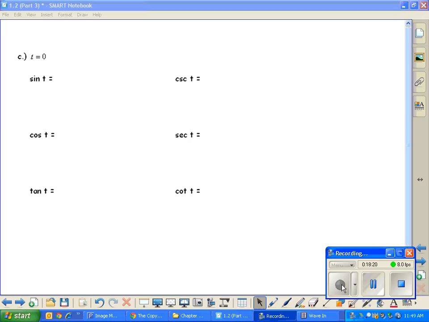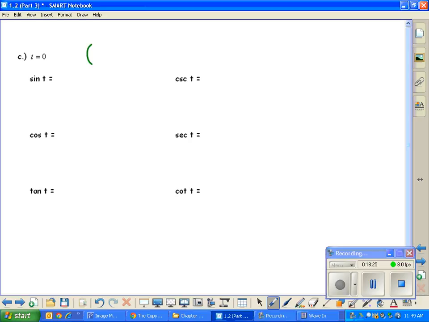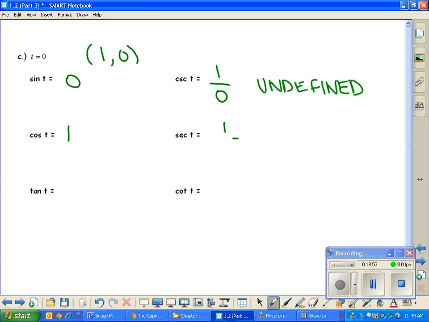Okay, so I see most people are done with C. So I'm going to go ahead. You can compare your answers with mine. The coordinate would be 1, 0. So sine is 0, which means cosecant is 1 over 0. That's not allowed, so that is undefined. Cosine, that's 1. That's the x value, right? Secant, 1 over our x, right? Or 1 over 1. Just 1.